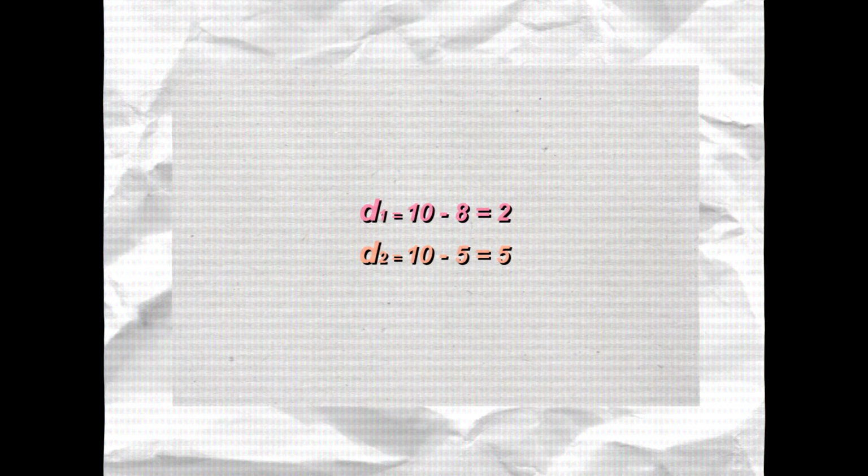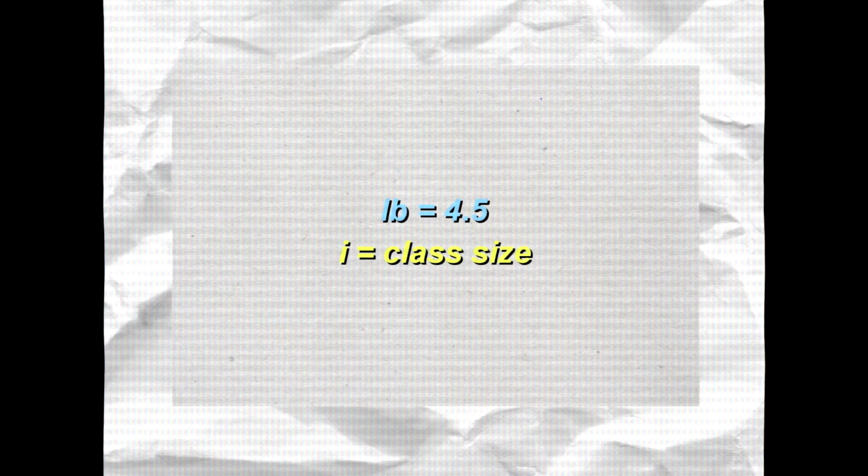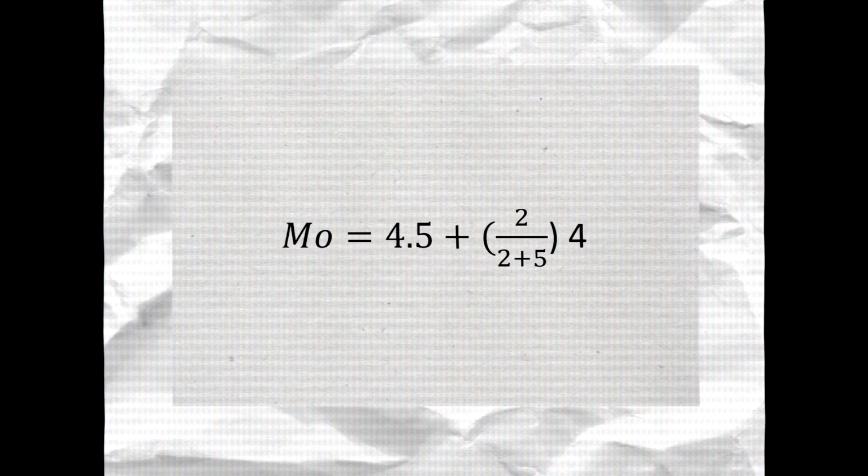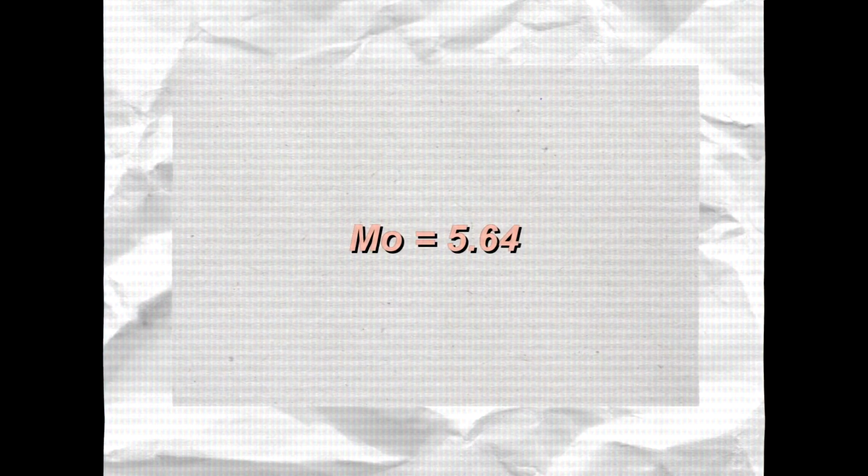And since we've already been taught how to get the lower boundary when we were getting the median a while ago, we can say that our lower boundary for this problem is 4.5. And next, we already know how to get the class size, so our class size for this certain problem is 4. Now that we already have all the values, we just need to plug them in the formula, and once we solve it all together, we now have a mode of 5.64.